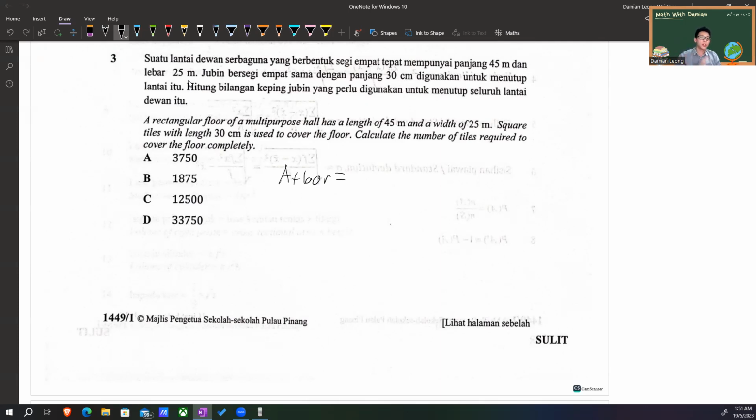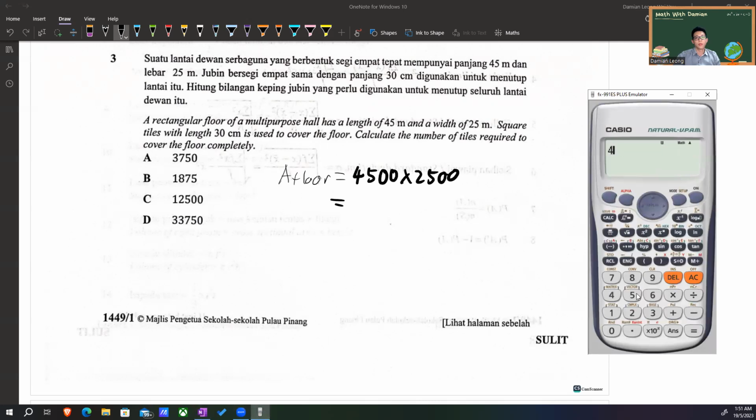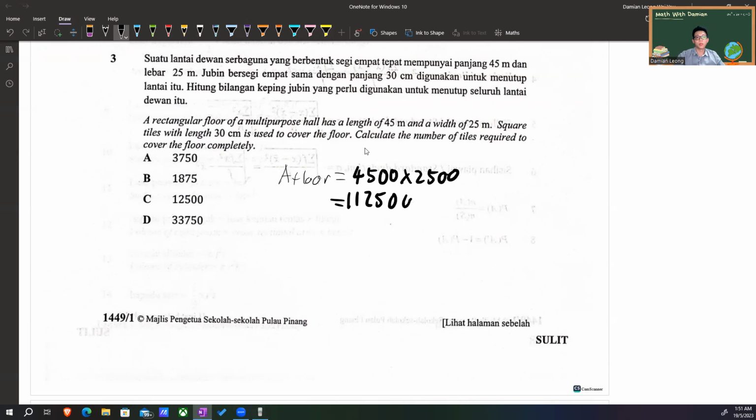Since it's a different unit of measurement, one is meters, one is cm, I need to compare using the same units. It's easier to change from meters to cm than cm to meters. So let's change meters to cm, times 100. So it's 4,500 cm and 2,500 cm. So I times 4,500 times 2,500, which is 11,250,000.